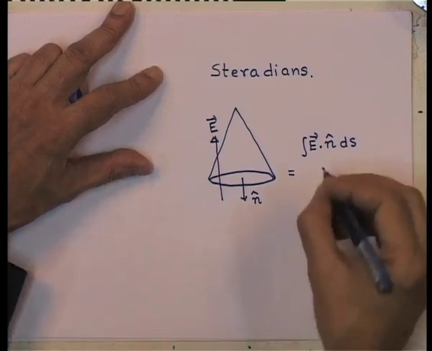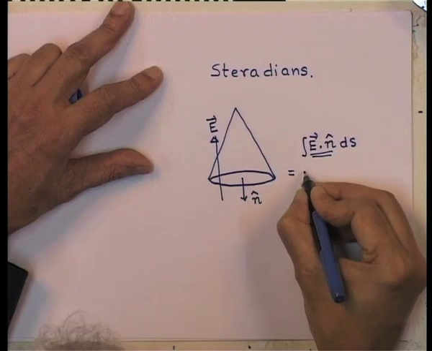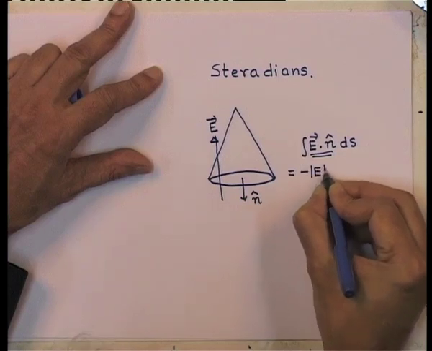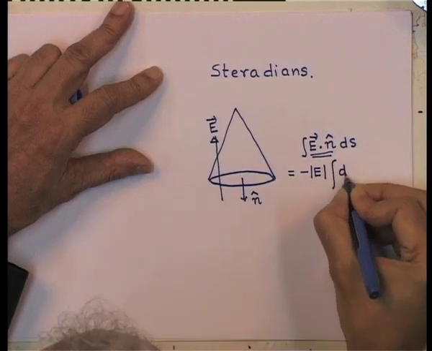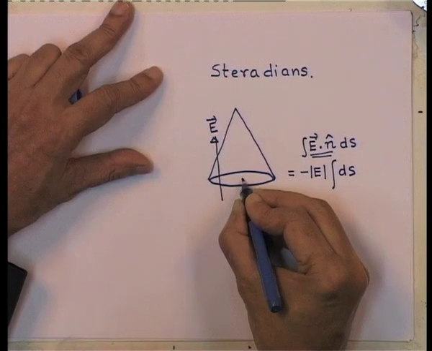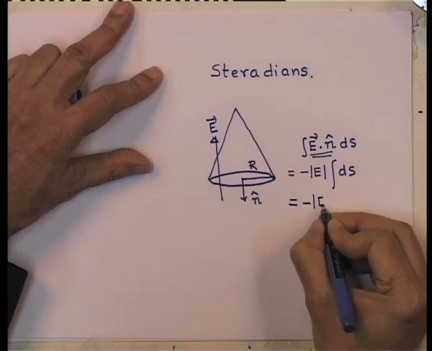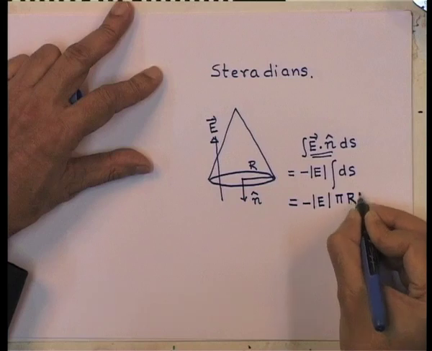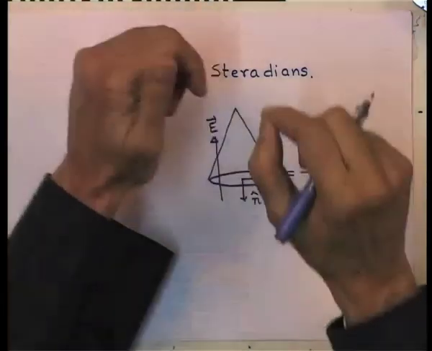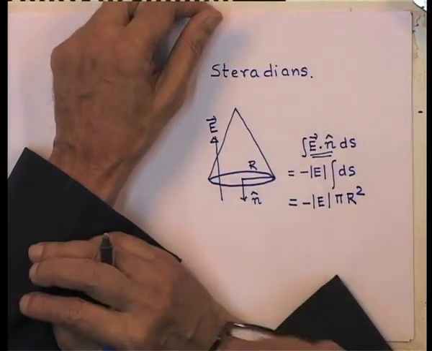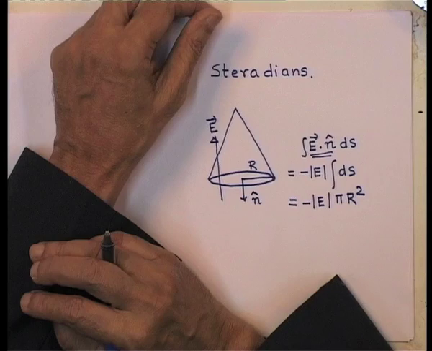As a result, this E dot n is nothing but minus the modulus of E, and I am left with only the integral over ds. Assuming that r is the radius of the base of the cone, this is nothing but minus E times pi times r square. The reason why I have a negative sign is because in my definition I had talked about outward flux, but as you can see from the picture the electric fields are threading into the cone. As a result, the net outward flux through that base is negative.